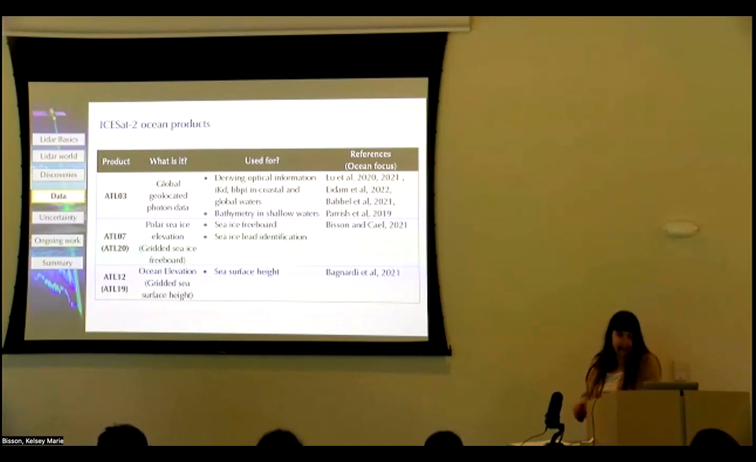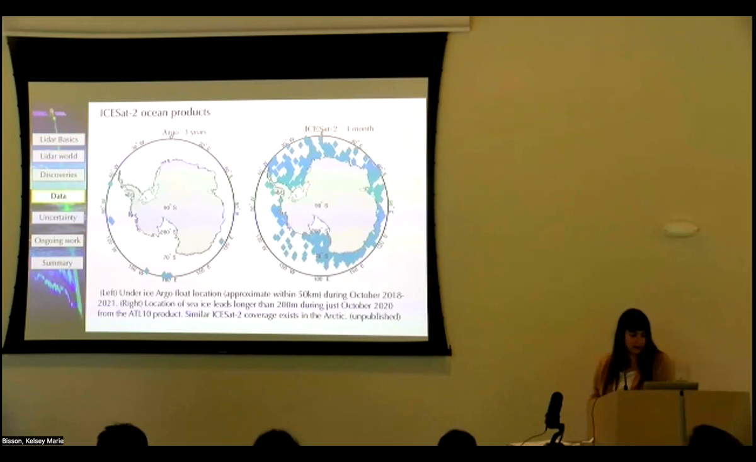There's also a sea surface height product, and as Patrick talked about, that's because of the altimeter and the active product. You can get information even about wave height, of course, and other aspects of sea ice height to derive physical information.